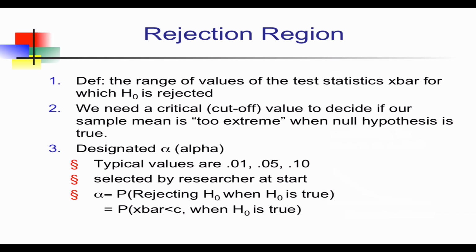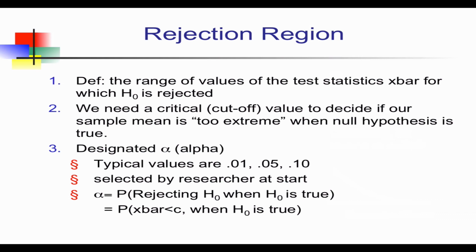The definition of a rejection region is a range of values of the test statistic x bar for which you can reject the null hypothesis. Essentially, for this region, you need a critical value or a cutoff value to decide it, and this is specified by alpha. And alpha is what we talked about, the type 1 error rate. Typical values of alpha are 0.01, 0.05, or 0.10. And this alpha is pre-selected by the researchers.